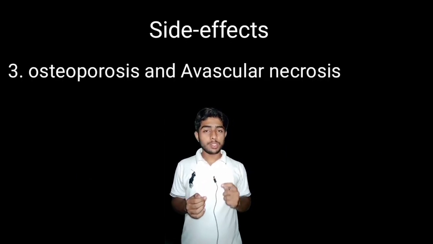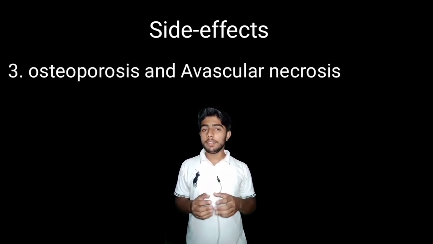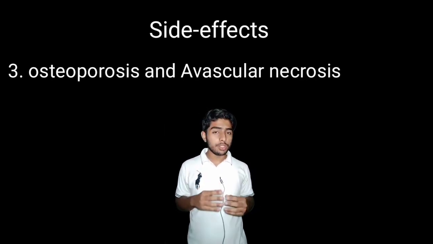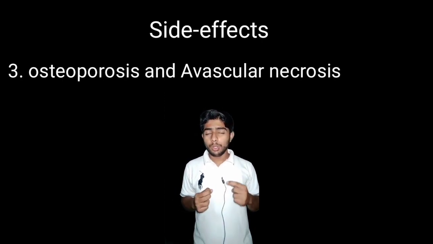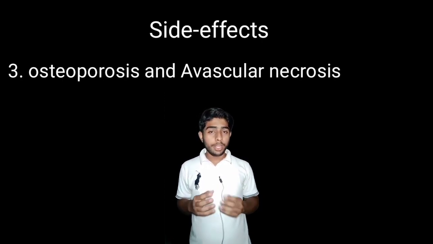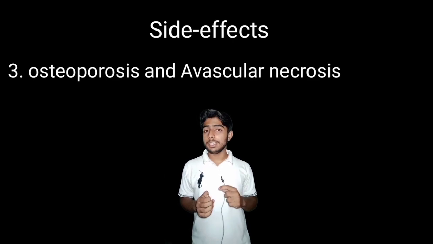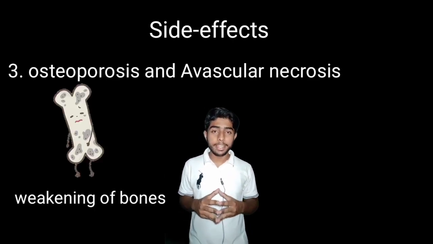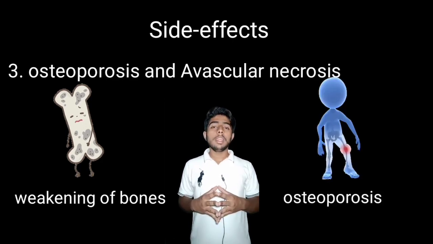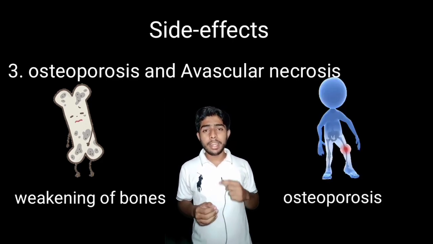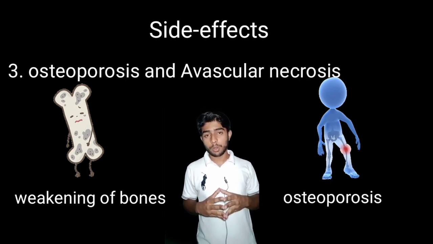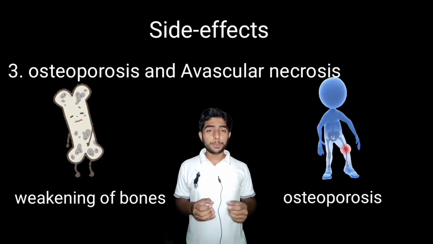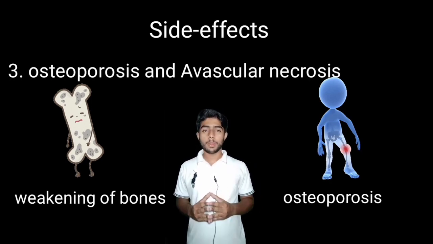Osteoporosis and avascular necrosis are the third side effect of corticosteroidal drugs. Corticosteroidal drugs may impact the health of bone, because they may decrease bone mineral density, and this is a risk factor for bone fracture and can lead to osteoporosis. And corticosteroidal drugs may also cause avascular necrosis or osteonecrosis, which is a rare complication in which there is an interruption of blood supply to the bone.